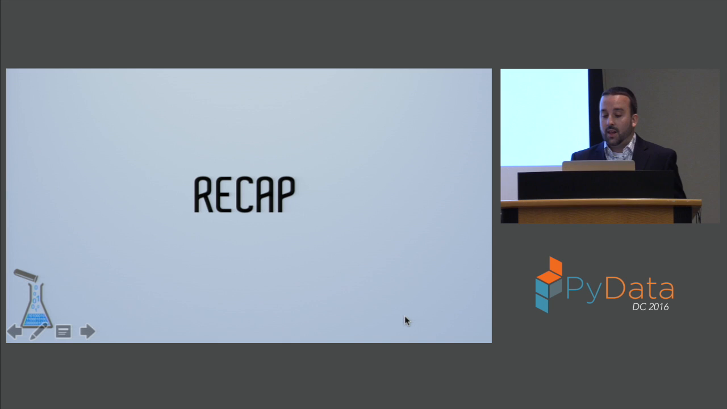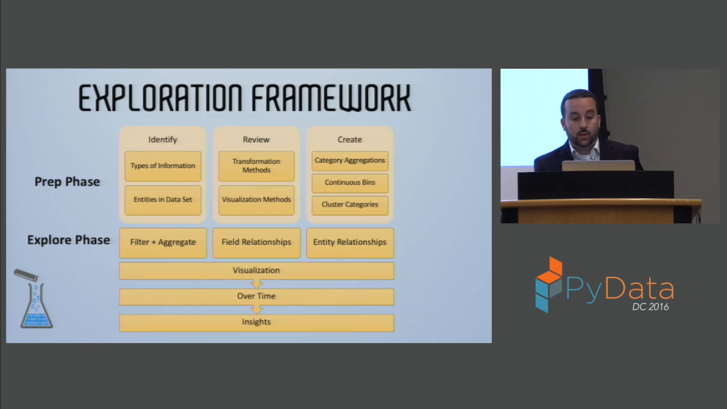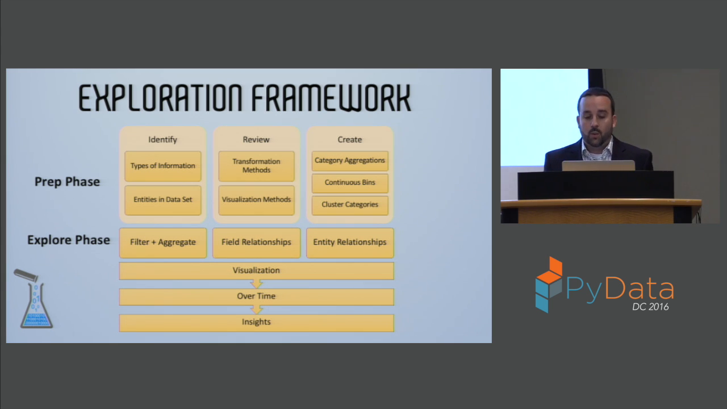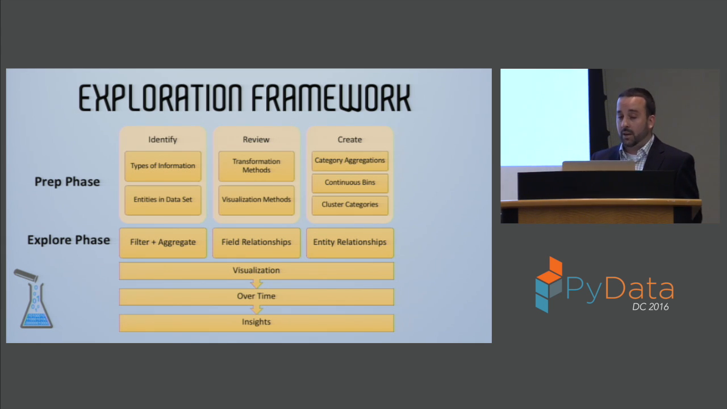All right, so we've done a lot to this data set in just a short amount of time and using just a few simple concepts. So let's do a quick review. Here's a picture of the framework as well. We started off with the prep phase at the top there, and the first thing we did was identify the types of information and the entities in our data set. Then we moved on to reviewing the different transformation and visualization methods that are available to us. And then we created additional categories in our data, and we did that 3 different ways. We did that through category aggregations, by binning our continuous variables, and by clustering.